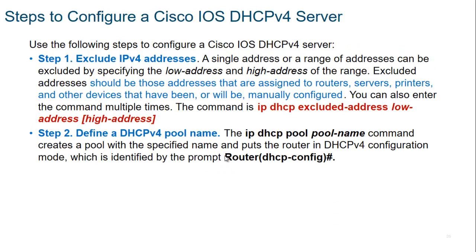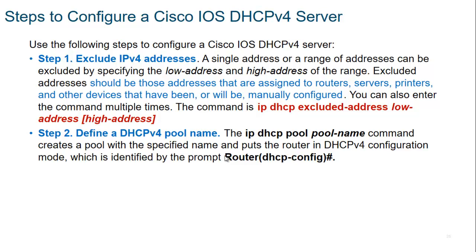These are the steps to configure a Cisco IOS DHCPv4 server. The first step is to exclude IPv4 addresses. A single address or a range of addresses can be excluded by specifying the low address and high address of the range. Excluded addresses should be those addresses that are assigned to routers, servers, printers, or other devices that have been or will be manually configured.